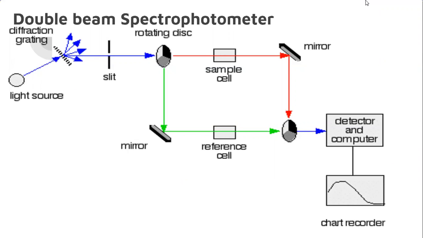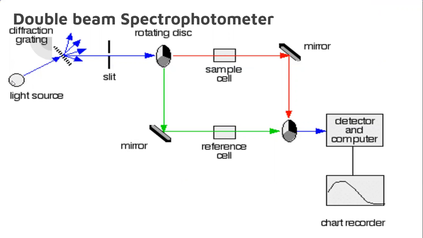So in this topic, we are going to discuss the schematic diagram, that means the instruments and the functions of those instruments, the parts and functions of the double beam spectrophotometer, and the difference between double beam and single beam spectrophotometer. Okay, let's start with the diagram, the schematic diagram.